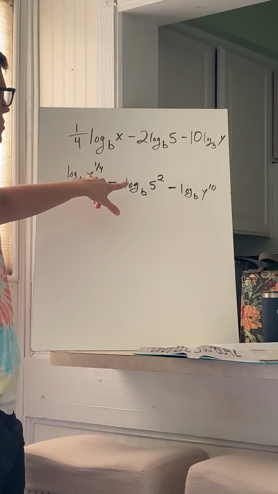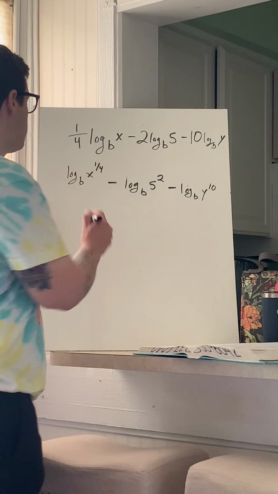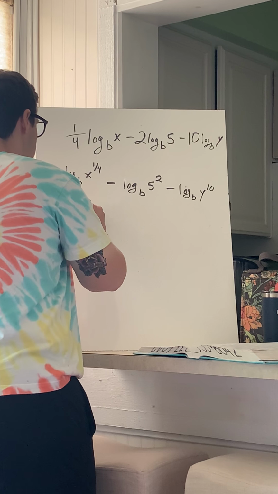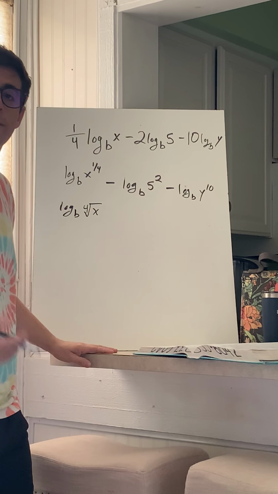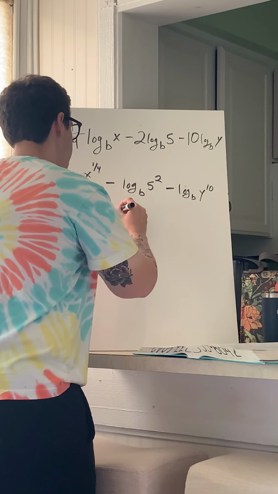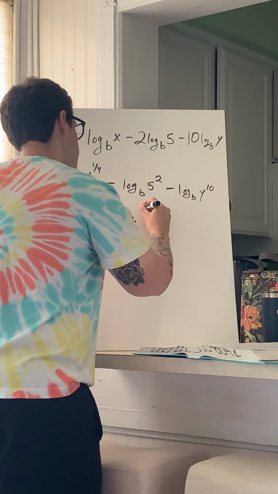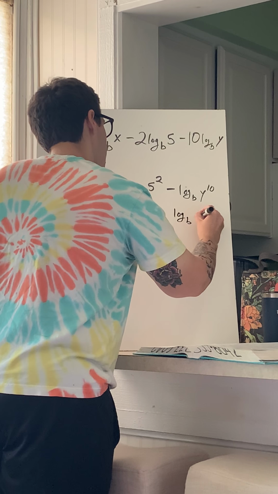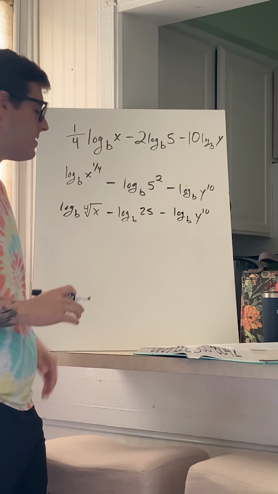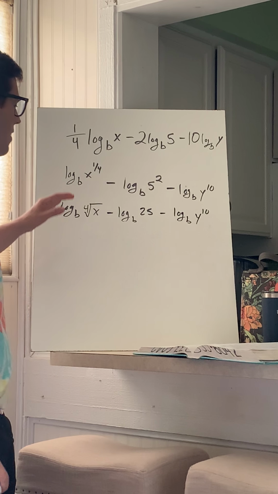We can simplify these 2 terms before we do anything else. So this will be log base b, the 4th root of x, because that's how a 4th fraction works, right? Minus log base b of 25 minus log base b of y to the 10th. So now we've got it all kind of as clean as possible.